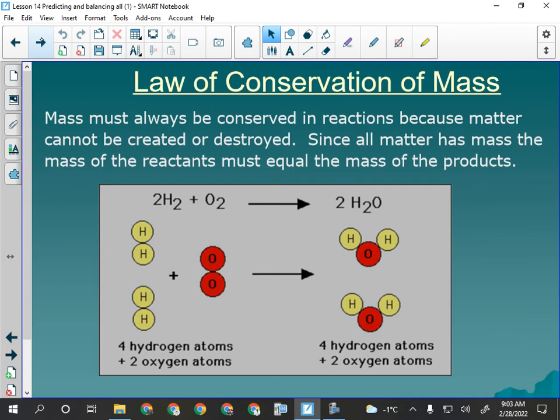So the law of conservation of mass says that mass must always be conserved in reactions because matter cannot be created or destroyed. Since all matter has mass, the mass of the reactants must equal the mass of the products. Early on in chemistry, this was something that people had difficulty proving, because if a reaction produced a gas, the gas would escape. Gases have mass, and then suddenly the products were lighter than the reactants, and it was hard to explain why. It wasn't until people started to realize that gases have mass, and that when they float away you lose that mass, so they have to be captured. If you capture the gas, you'll find that, yes, in fact, the products and the reactants have the same mass.